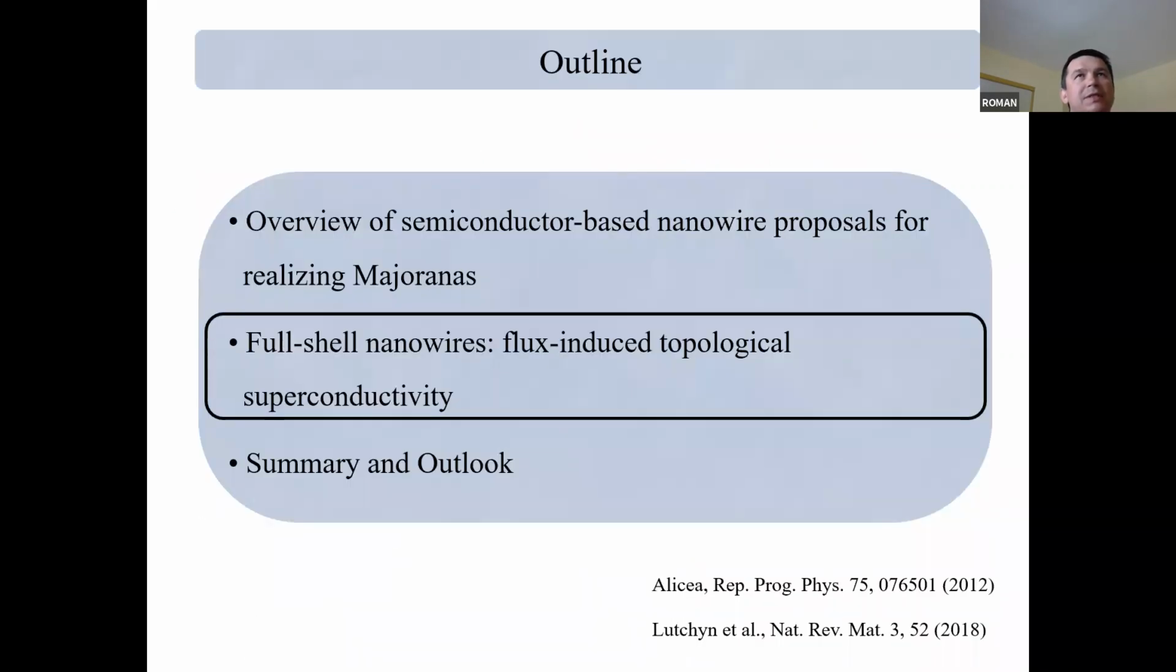So this is a not so brief overview, and I'm going to now switch to the second topic and talk about full shell nanowires, which is a new system that we discovered, which also supports topological superconductivity.